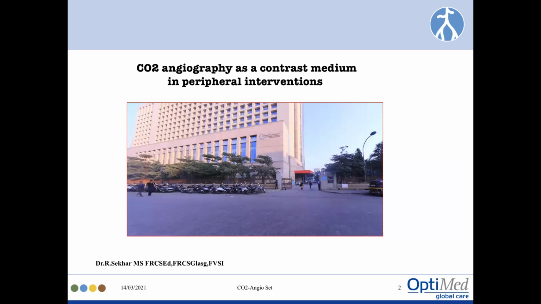It's something which is inexpensive, and it's ideal, tailor-made for countries like ours, where we are extremely cost sensitive, and patients very often can't even afford contrast. They are not even able to get access to basic vascular surgeries. So this is something I'll take you through probably over the next 20 minutes or so.